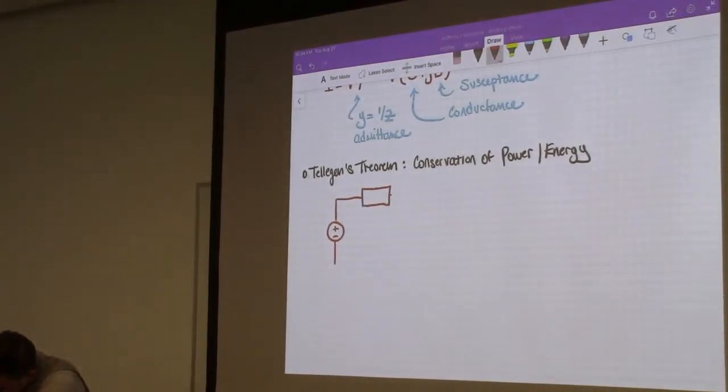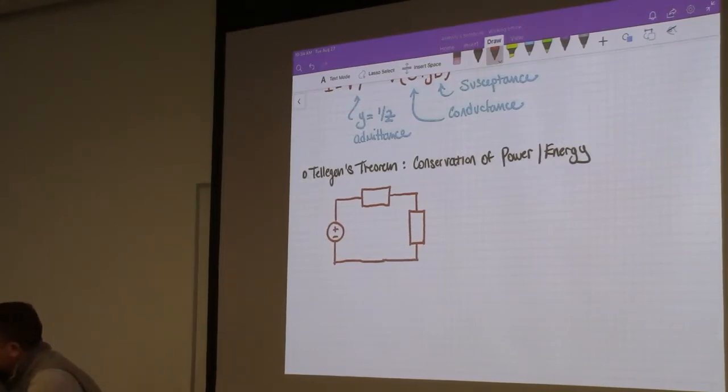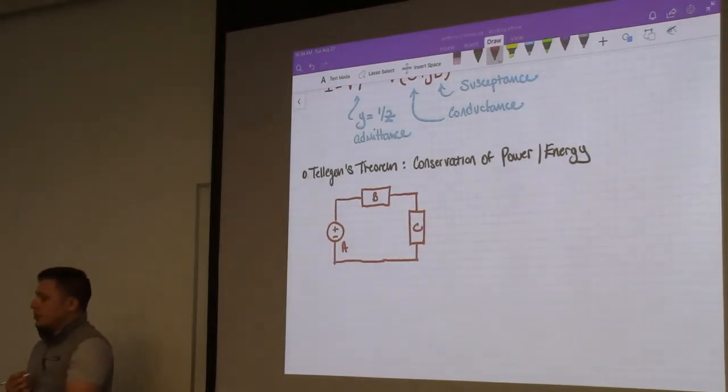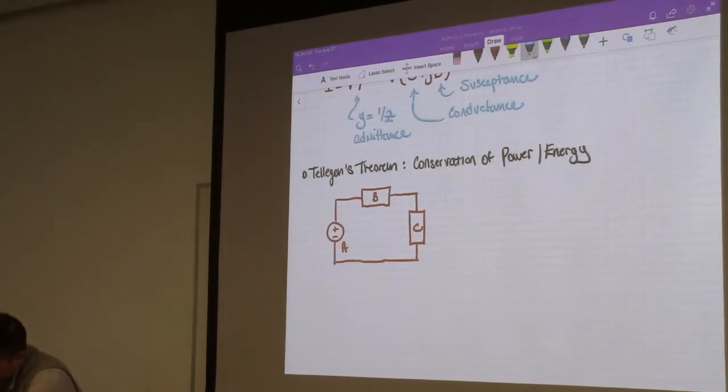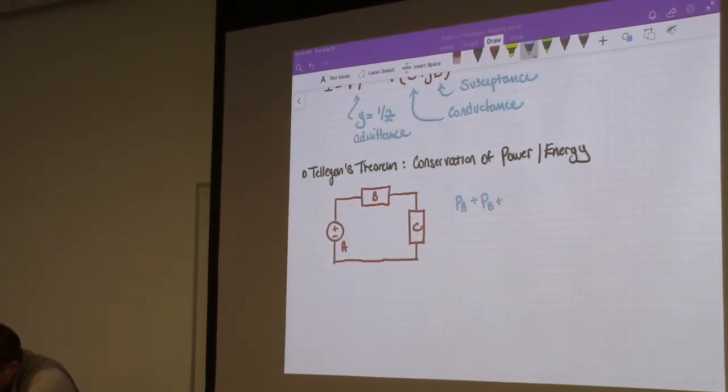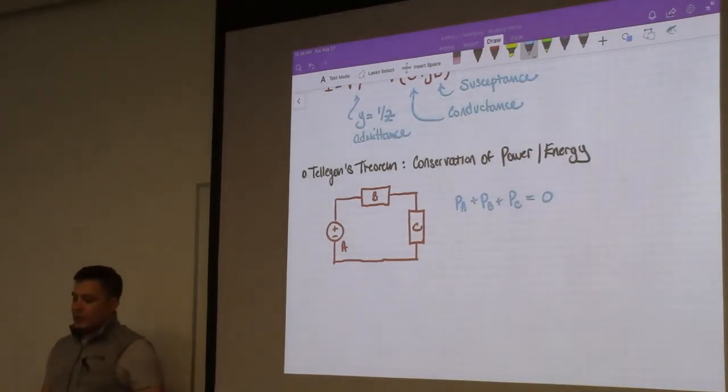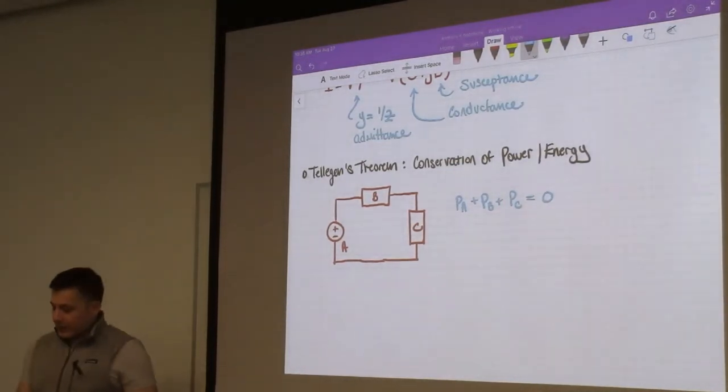And I'm just going to use boxes for the other components because for right now we don't really care what they are. So we have elements A, B, and C. What we know is that the power dissipated by A plus the power dissipated by B plus the power dissipated by C will sum to 0. And so this is the essence of the theorem.